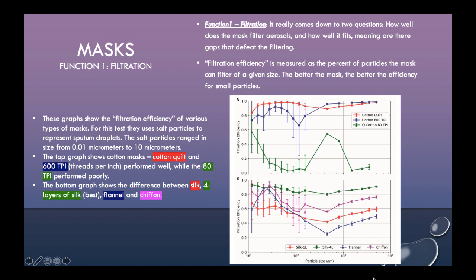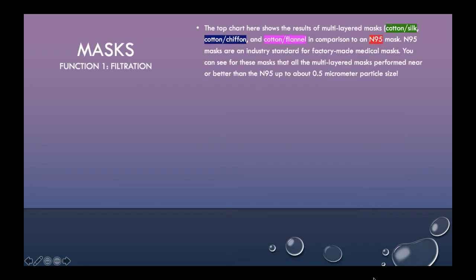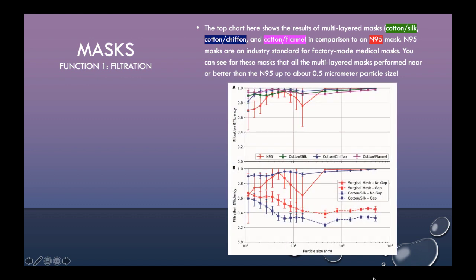The bottom graph shows the difference between silk, 4 layers of silk in green, which is the best, flannel in blue, and chiffon in pink. The top chart here shows the result of multi-layer masks: cotton and silk in green, cotton and chiffon in blue, and cotton and flannel in pink, in comparison to an N95 mask.